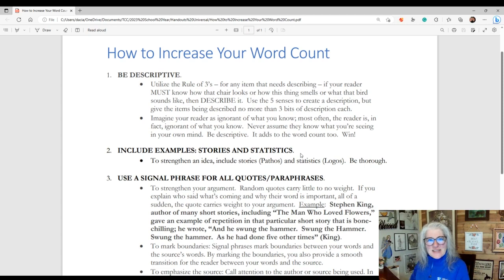Okay, number 2, include examples. Use stories and statistics. Tell stories. Think about politicians, preachers, motivational speakers, professors, engaging professors. They tell stories. It's what we do. It's how we make our points stronger. We use examples. And so you need to be doing that same thing in your writing.